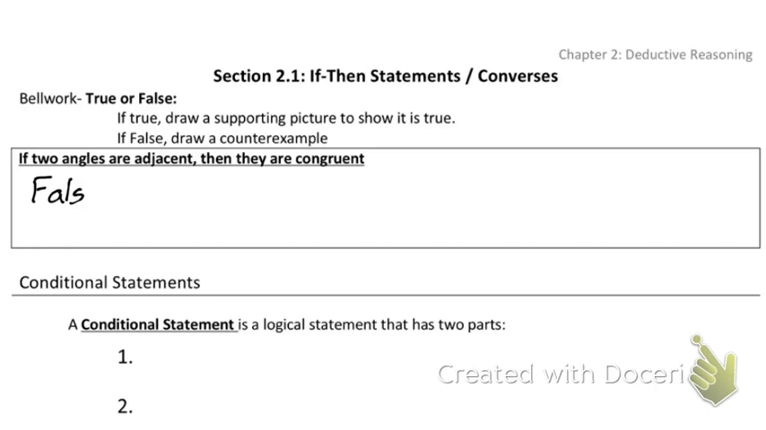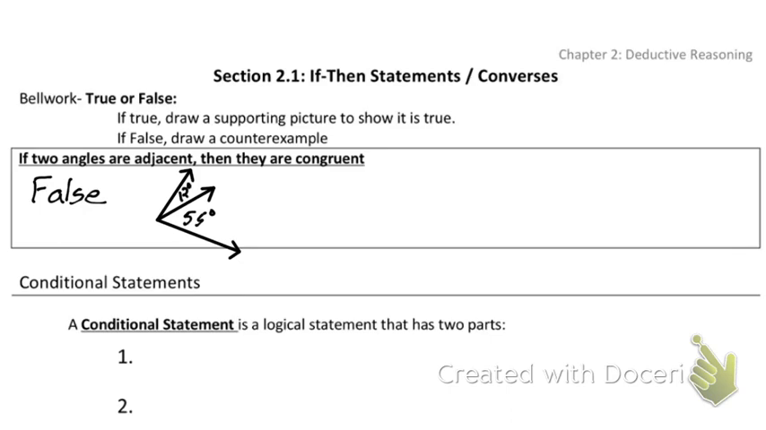So it's false. And for a counterexample, you can either say what you said, that there are some adjacent angles that are different sizes, or I said we could draw a counterexample. Drawing a counterexample might be something like this. I'm going to draw two adjacent angles, maybe like this. Obviously, they're not congruent angles. If you want to go one step further, you could say this is 55 degrees, and this is 12 degrees.